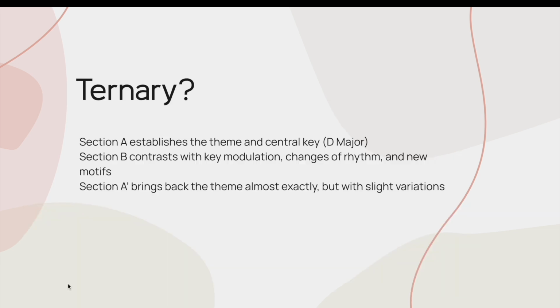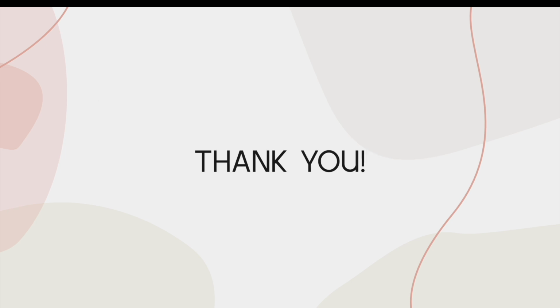So, is that ternary form? Yes, because section A establishes the theme and also the central key, which is D major. Section B contrasts that with a key modulation to B minor, then G major, and it changes the rhythm and adds some new motifs. And lastly, section A prime brings back that theme almost exactly, but with some slight variations, and then it closes it. Thank you so much.